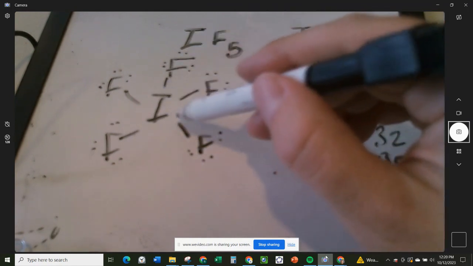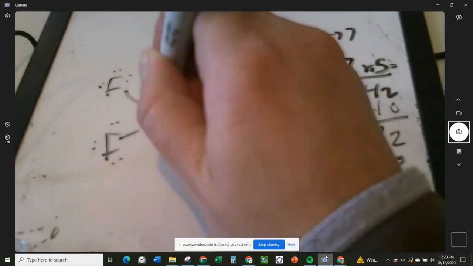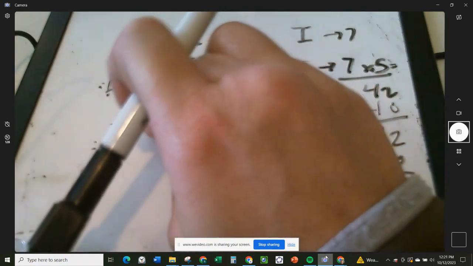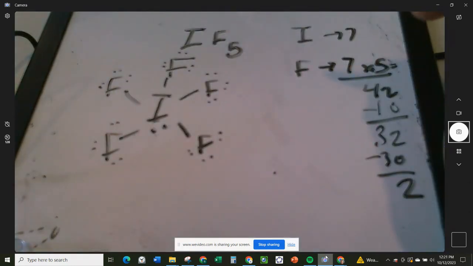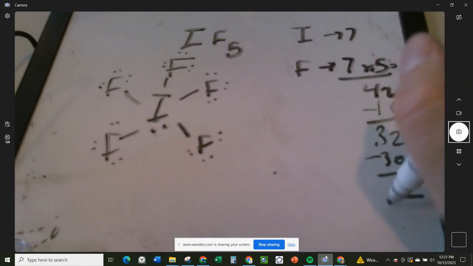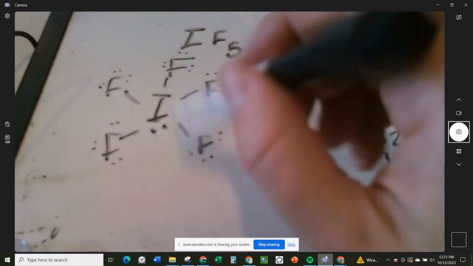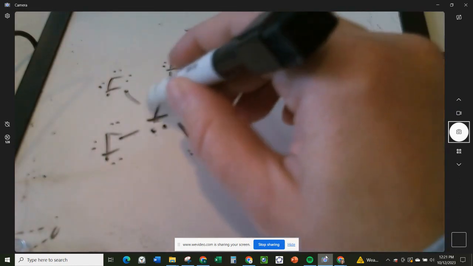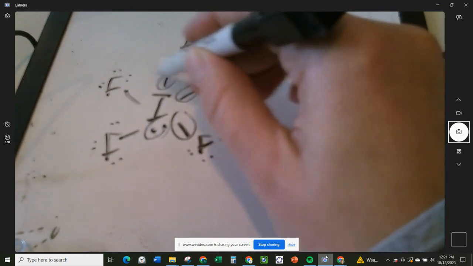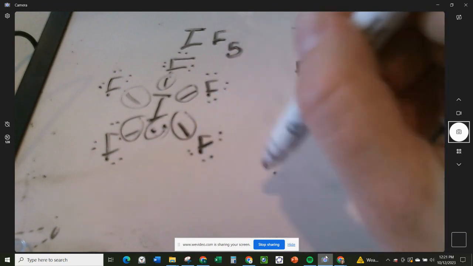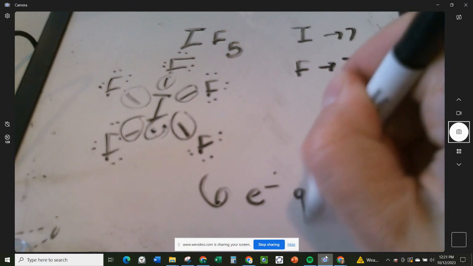Iodine has 2, 4, 6, 8, 10, and we're going to put 2 more around it because it can fit more. It's big. It can fit a lot of electrons around it. And we have to show these electrons. So now we've shown those. Now let's count the electron groups around the central atom. We have a lone pair that counts as 1. We have 1, 2, 3, 4, 5 bonds and a lone pair. This has 6 electron groups.